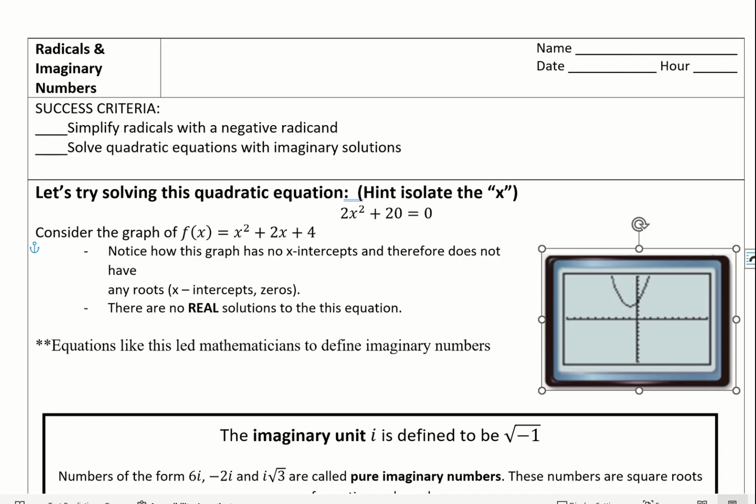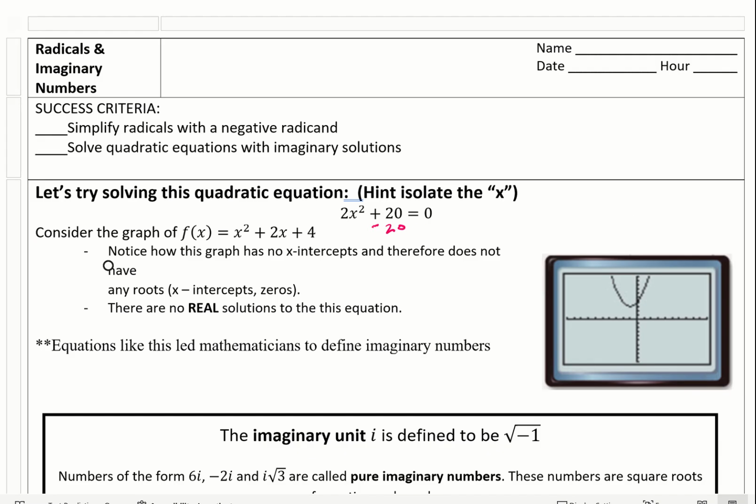At the top, it says, let's try solving this quadratic. Hint, isolate the x. There's not a lot of room; I probably should have spaced this out a little better. When you solve this equation using the square root method, which was on the last test, you subtract 20 and get 2x squared equals negative 20. Then you divide by 2, so you get x squared equals negative 10. And then you square root.